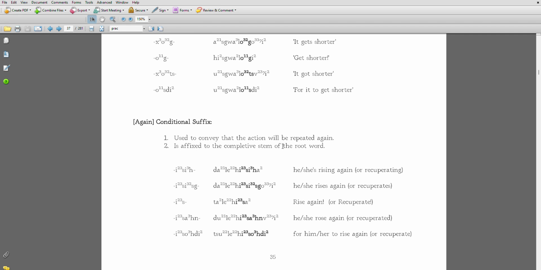So dalehisihan, she's rising again or recuperating. Dalehisi skoin, rises again or recuperates. Talehisan, rise again or recuperate as a command. Dulehisana I, he or she rose again or recuperated. Julehiso ti, for him or her to rise again or recuperate.